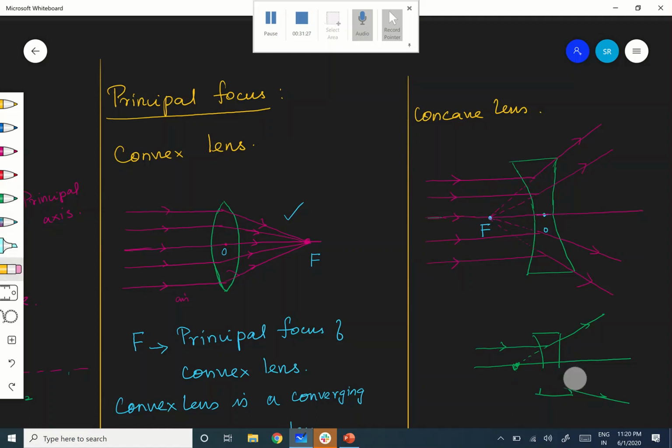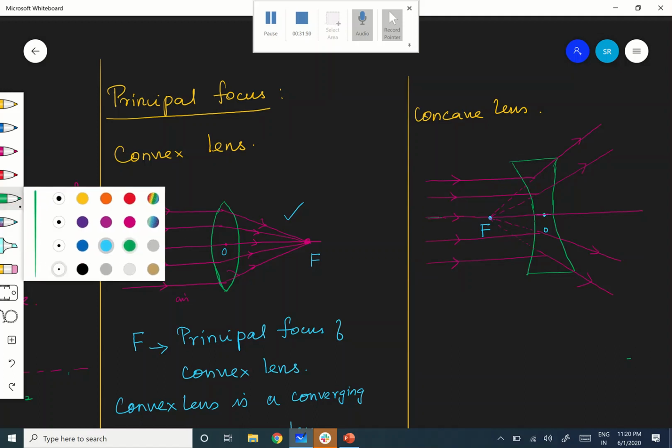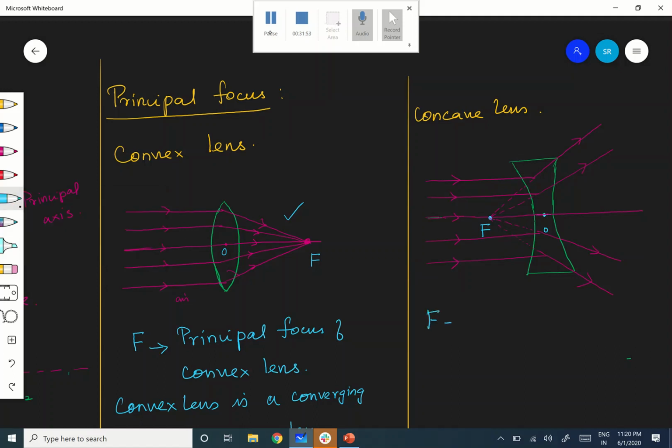For drawing the ray diagram, this is the ray diagram now. So it will be simpler. Before drawing itself, you fix F so that it will be easy for you. Okay. So this is what is called the principal focus. Therefore, listen. F is what is called the principal focus of a concave lens. Correct? Concave lens.